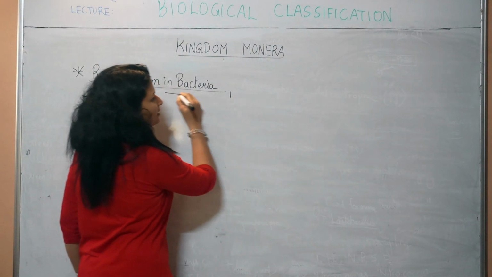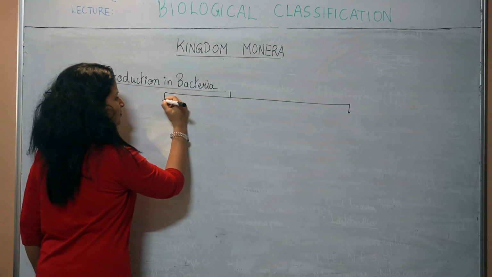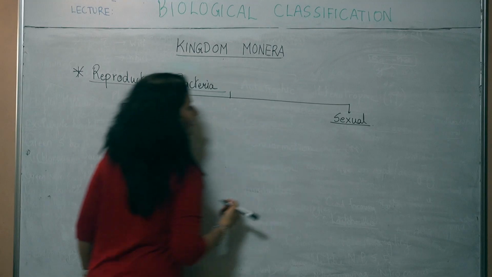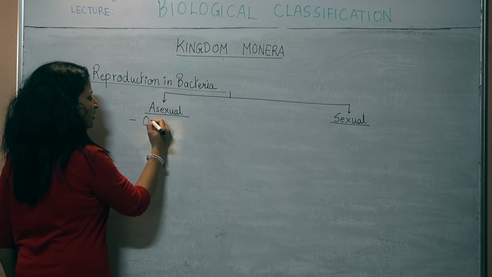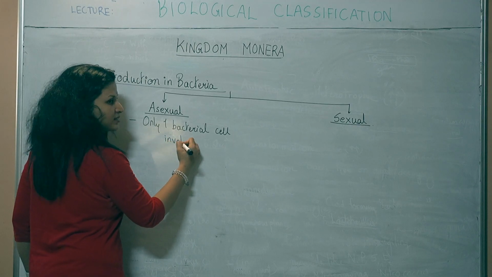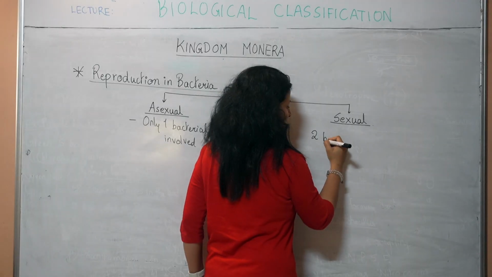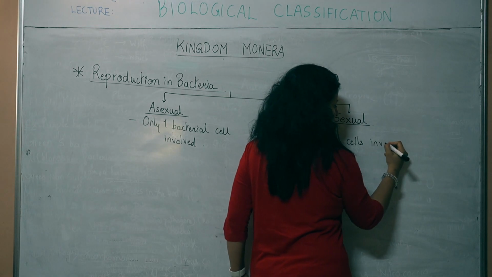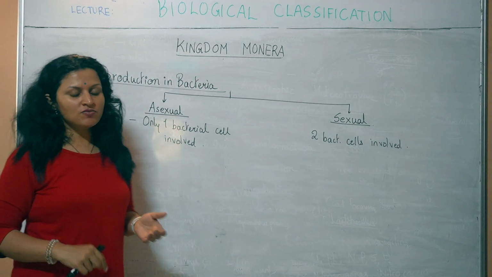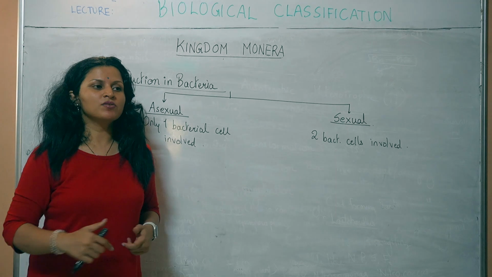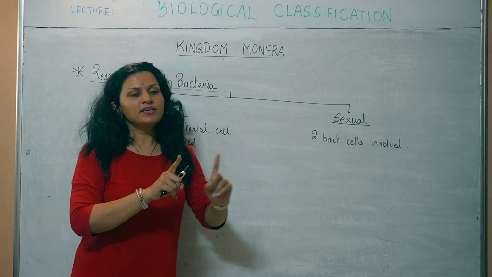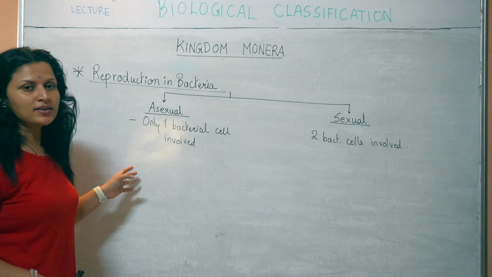Reproduction in bacteria can be carried out in two different ways: asexual reproduction and sexual reproduction. As you know, in asexual reproduction only one bacterial cell is involved, only one parent is involved, and over here in sexual reproduction two parent bacterial cells are involved. In asexual reproduction, one bacterial cell only will produce the subsequent daughter cells. And over here two different bacterial cells are involved. Okay, let us look at asexual reproduction.